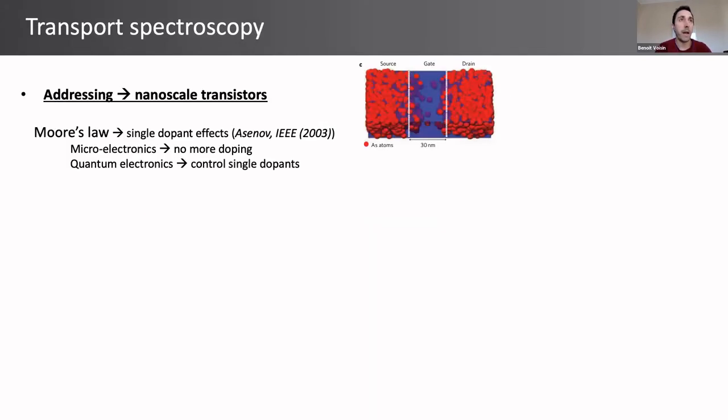So I'm going to go back in time again and spend a bit of time on how we can address a single dopant in silicon. The first idea was really to leverage the work done in microelectronics. Of course, there was Moore's law, which tells us that the dimensions of these transistors were getting smaller and smaller, up to the point where single dopant effects could be observed in these transistors.